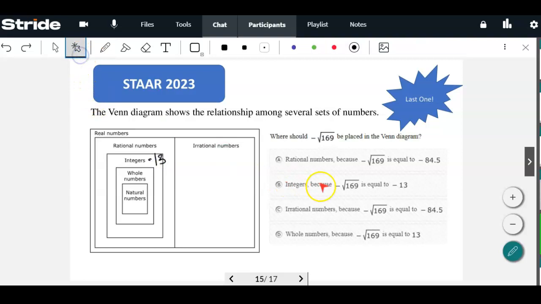And let's look at our statements. A, rational numbers, because it does not equal -85.5. Next one, okay, integers, because this is true. This is not true, and that's not true because that's positive. So the answer there is B.